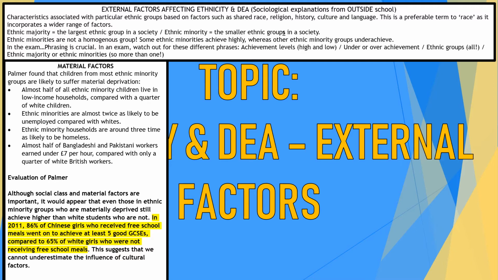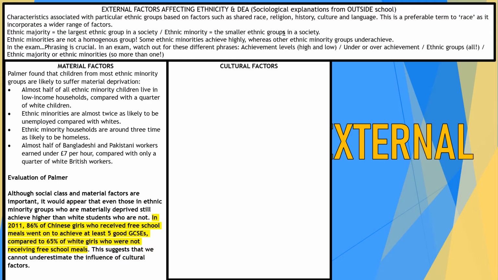The evaluation for Palmer is, although social class material factors are important, it would appear that even those in ethnic minority groups that are materially deprived still achieve better than white students who are not deprived. So material factors are not the only thing affecting ethnic minority groups, and actually when it comes to achievement, ethnic minority groups are still doing better than those who are not materially deprived. So money isn't the key factor here, and it probably suggests cultural factors are more important.